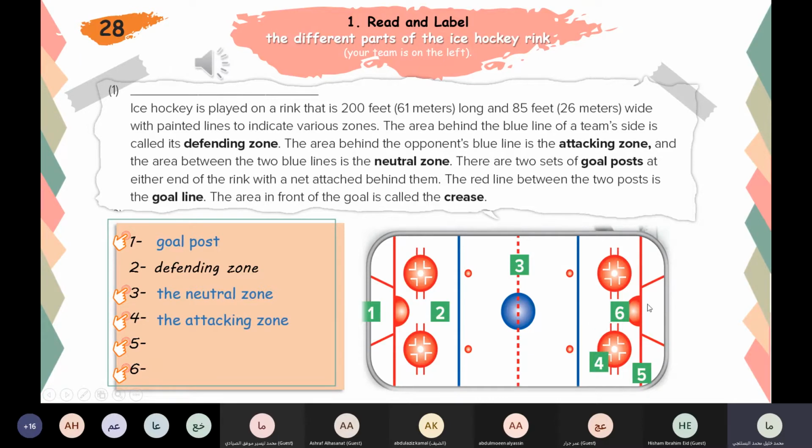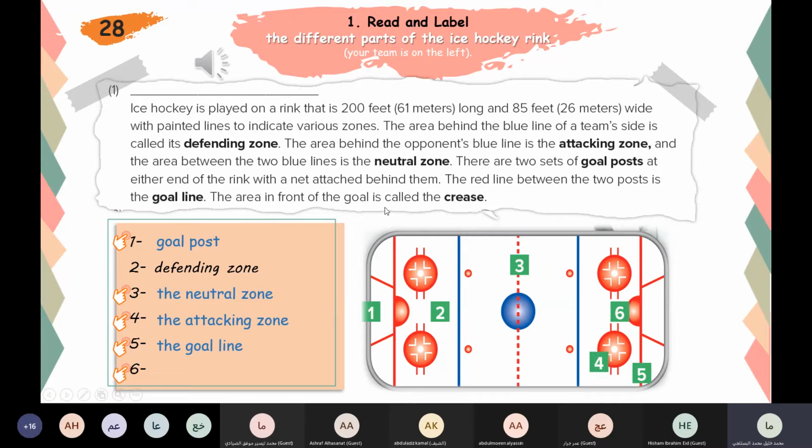Now, what about number 5? Yes, the goal line. Good. This is what? The goal line. The red line between the two posts is the goal line here. This is the red line between the two posts, the goal line.